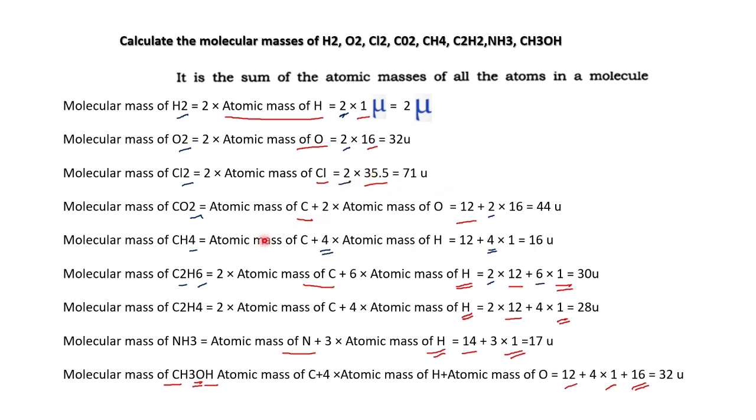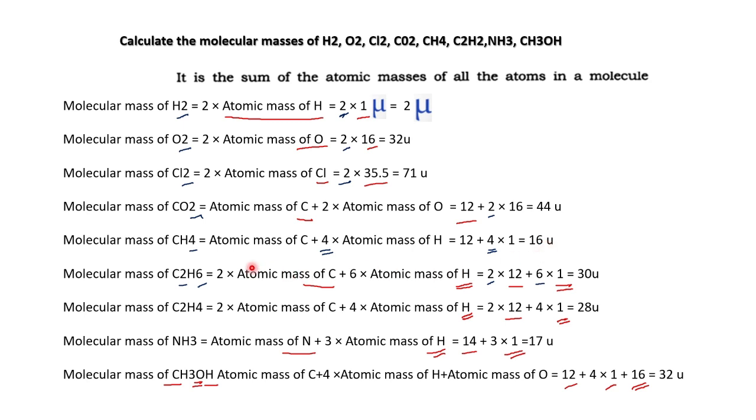Then carbon dioxide. Carbon is 12, oxygen is 16 into 2, so 32 plus 12 will be 44 units. Then methane. For methane, carbon is 12, hydrogen is 4 into 1. The atomic mass of hydrogen is 1 and there are 4 hydrogens, so 1 into 4, giving 16 mu.